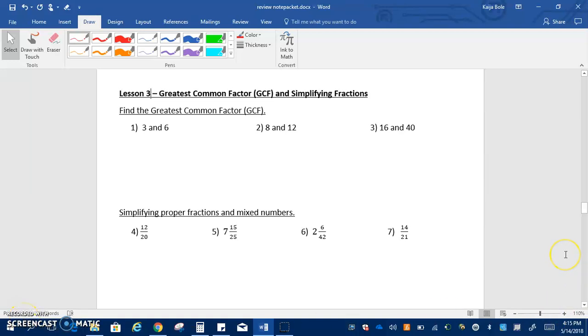Alrighty, here we are in Lesson 3, Greatest Common Factor, GCF, which is simplifying fractions. Okay, so the greatest common factor, remember greatest means the biggest, common means what they share, and then a factor, remember a factor, you should probably write yourself a note. A factor is something you use, it's something that multiplies to make a number.